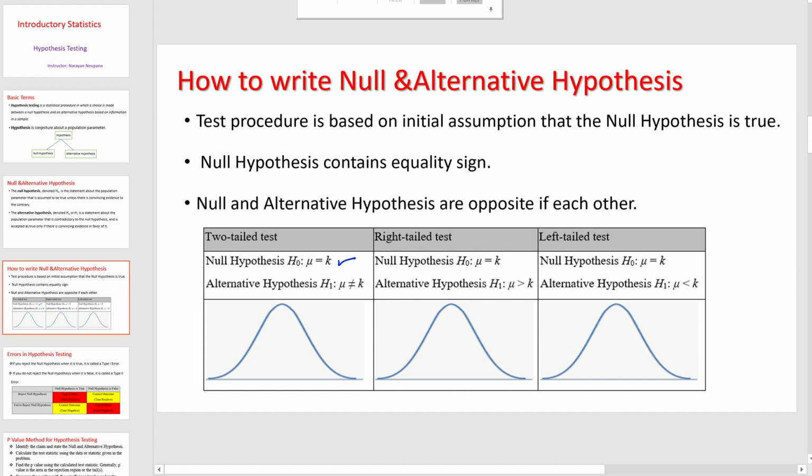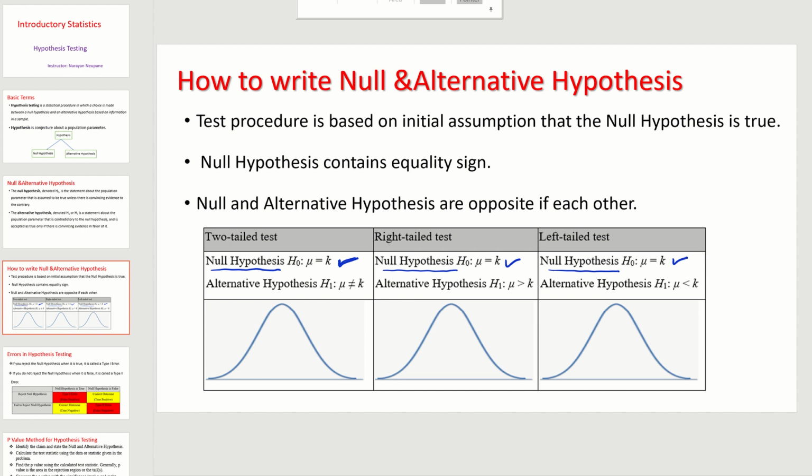Like here you can see, H sub 0, that is the null hypothesis, mu equal to constant. In the second case, mu equal to constant. In the third case, mu equal to constant. So here, the parameter that we are testing is the population mean mu. In all these, you can see for the null hypothesis, there is an equal to sign. So parameter equal to some value. So whenever you are writing a null hypothesis, make sure you have an equal to sign in it.